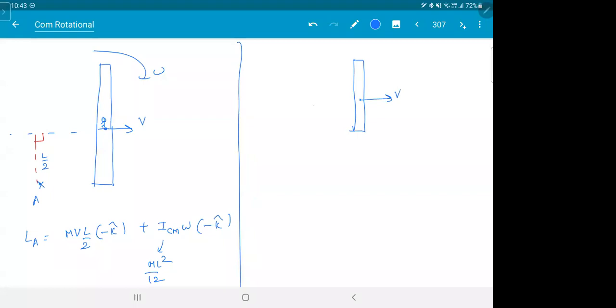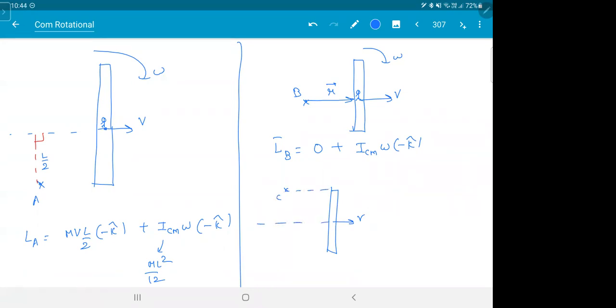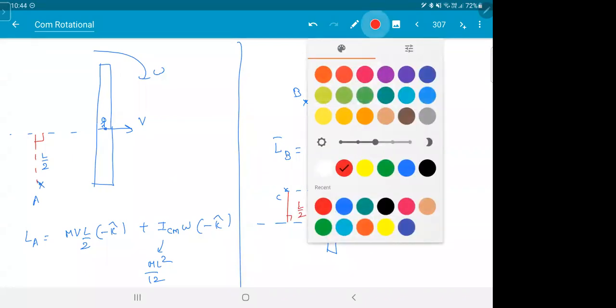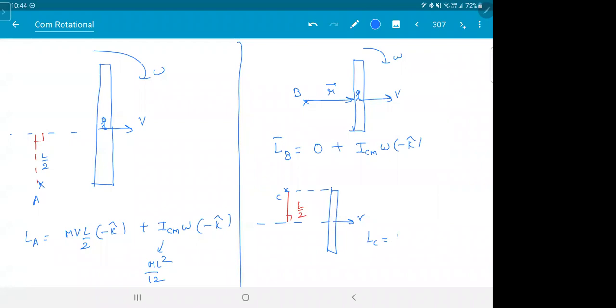Next thing, this is V, this is B. This is R bar. The angular momentum about B, the first part is 0. The second part will be I_CM omega minus k cap. Same thing. For C, the perpendicular distance would be this. Only difference would be, it will be plus now.